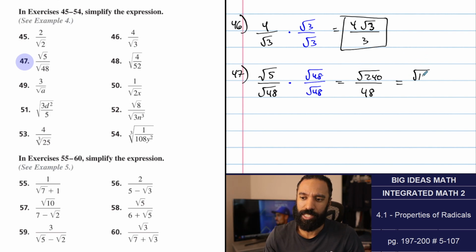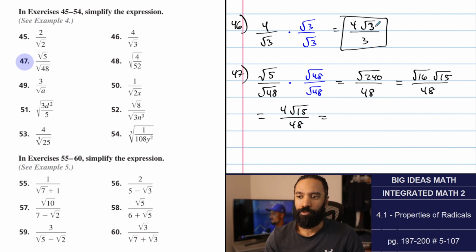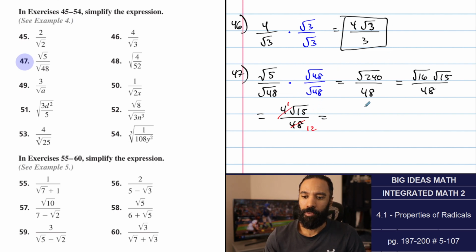So root 16 times root 15. I promised I wouldn't do that, but I just did. Which is 4 root 15. And 4 root 15 over 48, 4 over 48 can reduce to 1/12. So you get root 15 over 12. And that's the answer.